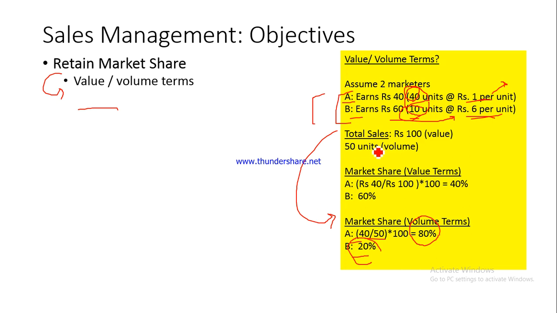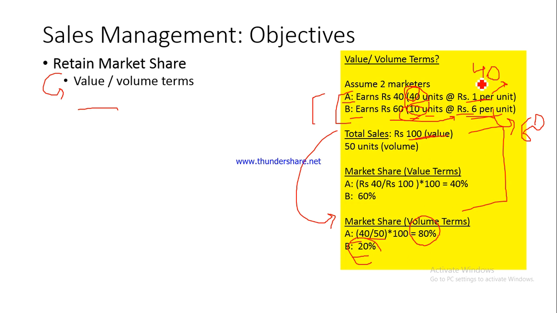But if you start talking about the value terms, now we'll be covering this portion, and this was just to make you understand things better. Now what is the total sales in value terms in the market? Now please have a look at this. A is selling 40 units at rupees 1 per unit. So the total sales for A is 40 units into rupees 1, and that comes out to be rupees 40. So A is making sales worth rupees 40 while B is making sales worth rupees 60, 10 units at rupees 6 per unit. So B is making these sales worth rupees 60, right? Now what is the total sales then? The total sales in value terms is rupees 100. 40 plus 60.